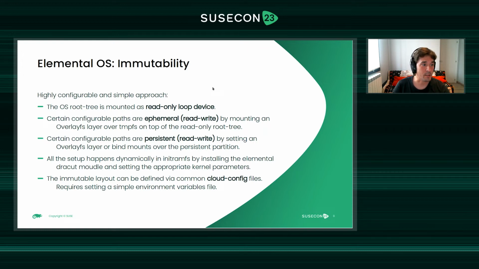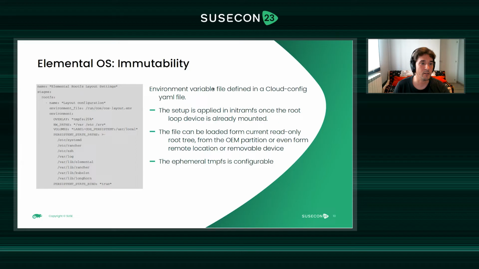So now let's have a look at a specific configuration of the mutable layout. And here is the cloud config file that actually configures it. This is basically just defining an environment variables file, which gets read at boot on early stages, and from that the dracut module computes an fstab file, and from there on the fstab file is consumed by systemd. As simple as that.